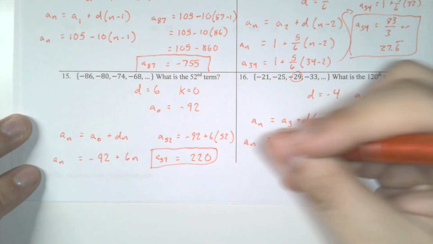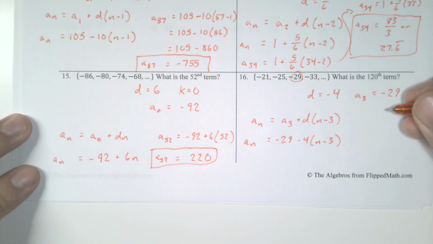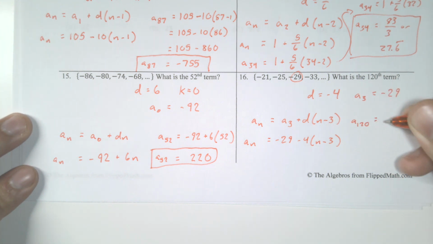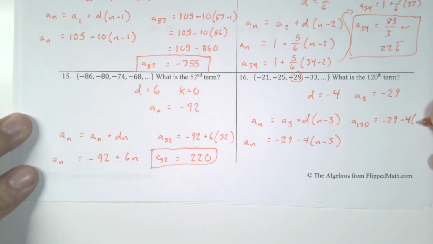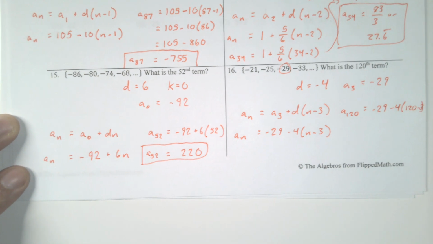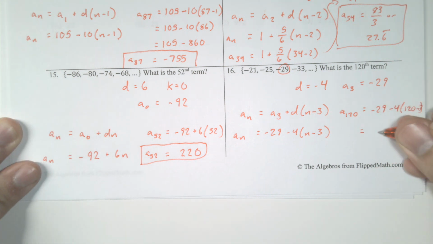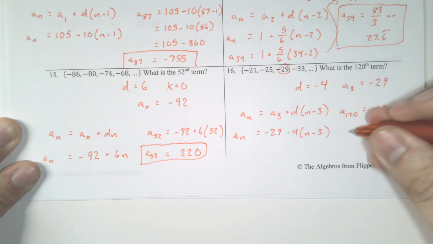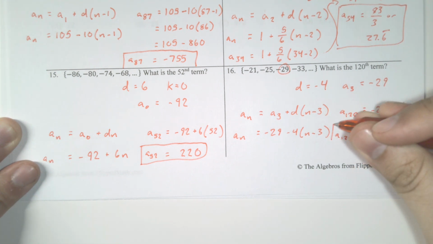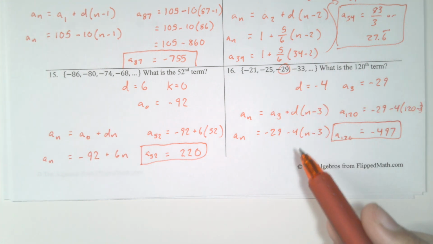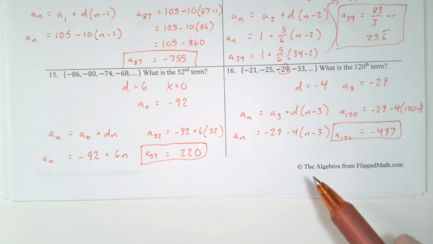And so if this is our general formula, let's figure out what a sub 120 is. A sub 120 is going to be given by negative 29 minus 4 times 120 minus 3. Ran out of room there a little bit. But if you throw all of that into your calculator, this will simplify to negative 497. And you can show this for yourself. You can pick any term you want, and you will get all of the same answers here. So it doesn't matter what term you base your formula off of.